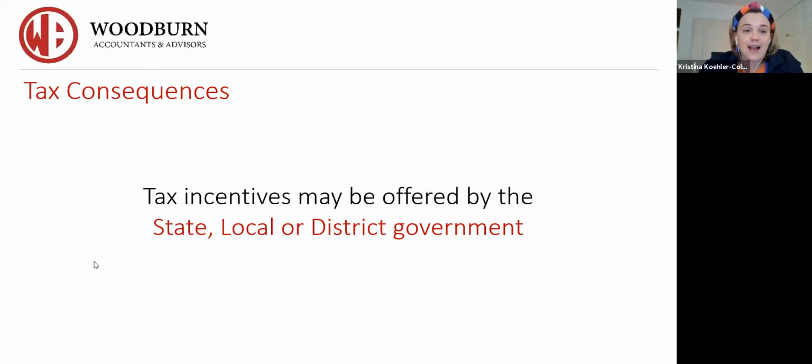Another aspect regarding tax consequences is in relation to tax incentives that may be offered by state, local, or district governments. And there are a variety of different things that can be offered. Now, first of all, when any form of incentive is being offered, please get it in writing and get it chopped by either the state government, local government, or district government. Do not go by verbal agreement. In addition, when you are looking at tax incentives, understand the term of that incentive. How long is it going to last for?